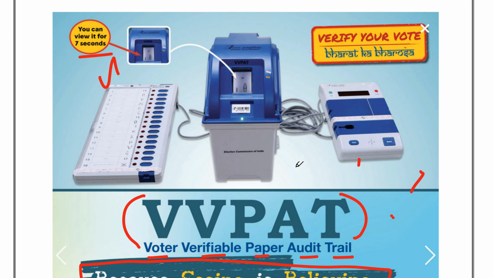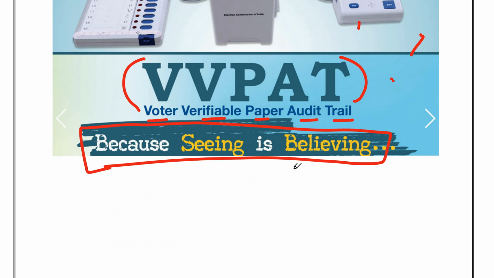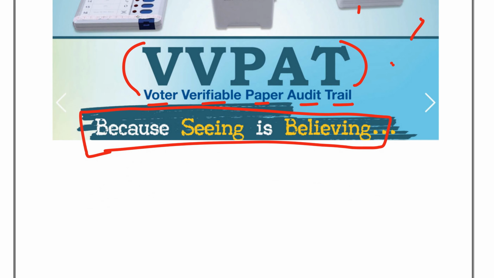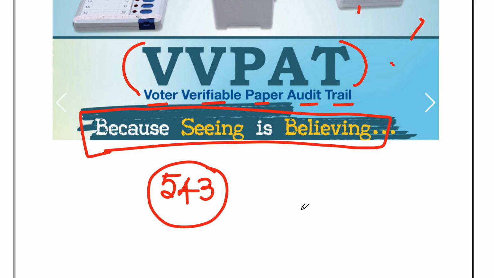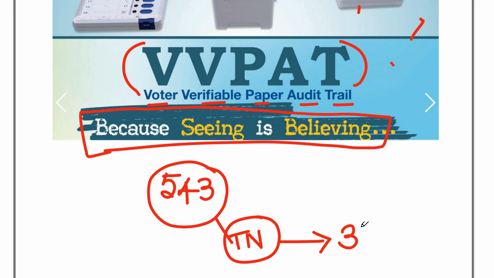How many constituencies going for poll in India? Now there are in India totally 543 constituencies. How many constituencies in Tamil Nadu? 543ல தமிழ்நாட்டில் எவ்வளோ இருக்கும் அப்படின்னா 39. But people will say 40 அப்படின்னா அந்த 39 plus 1ன்னு ஒன்று சேர்த்து சொல்லுவாங்க.